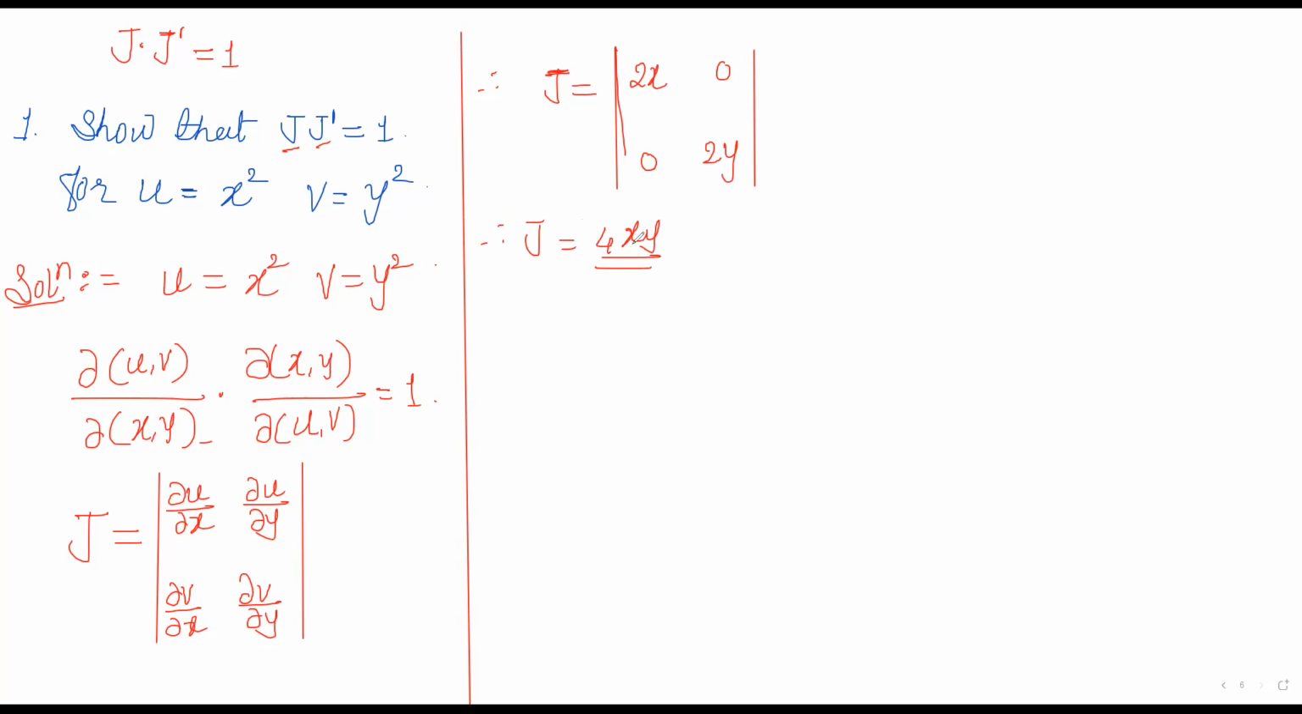Okay. Now we have to find J dash. So J dash is equal to the Jacobian of x, y with respect to u, v. And it is equal to, we are taking the determinant of x_u, x_v, y_u, y_v.